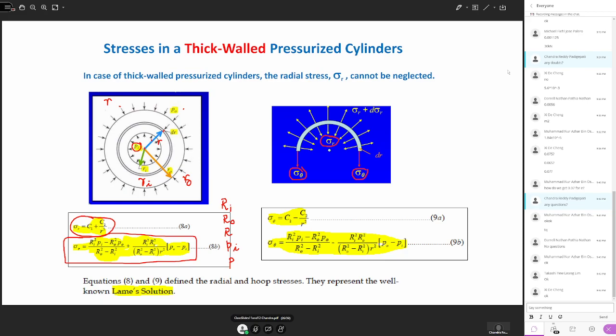So you can see here the small r is the variable. Small r is the variable at any point where you are calculating. Sometimes we write it as capital R or sometimes as small r. Both represent the same thing. They represent the distance from the center of the cylinder where you are calculating the radial stress. You can see the small r here.